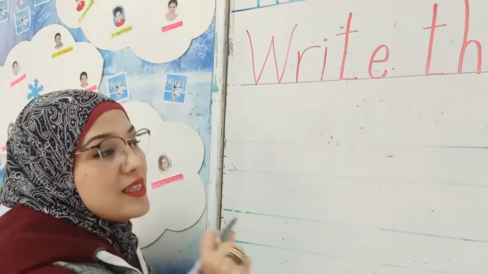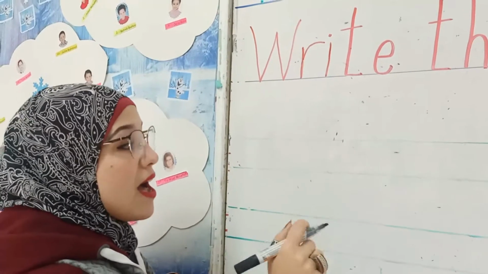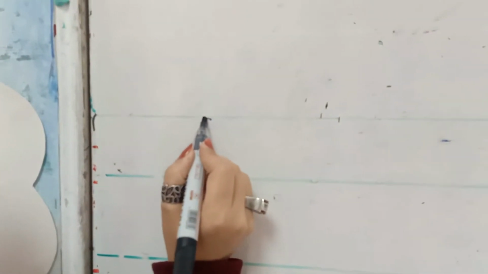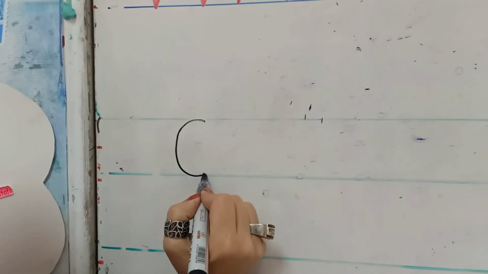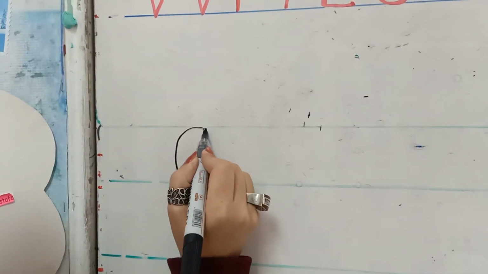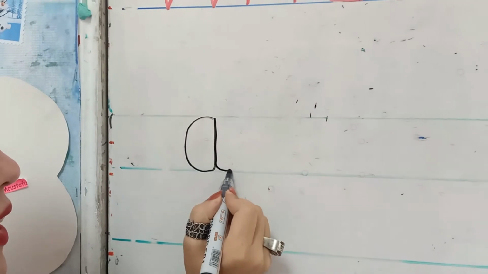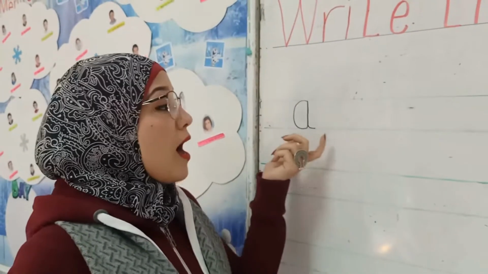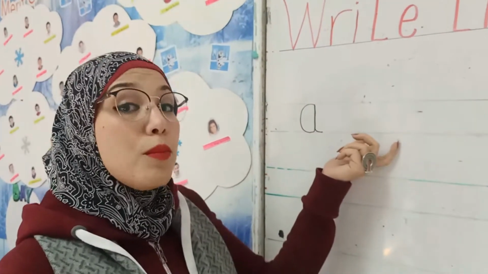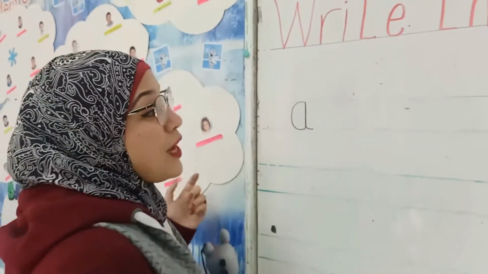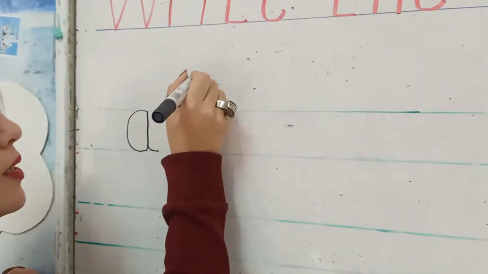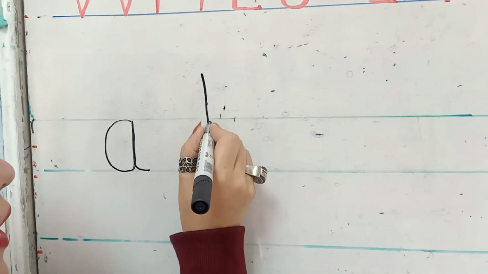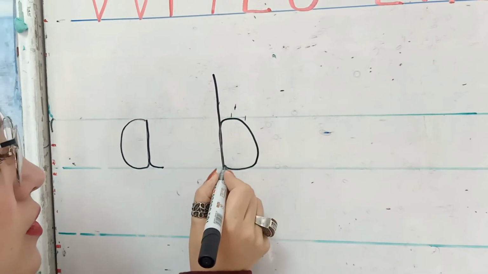Our first letter is A. How to write letter A? Starting point, half a circle, up in a short stick, and down in a tail. What's the letter that comes after A? After A comes B. How to write letter B? Starting point, down in a long step, up and half a circle.